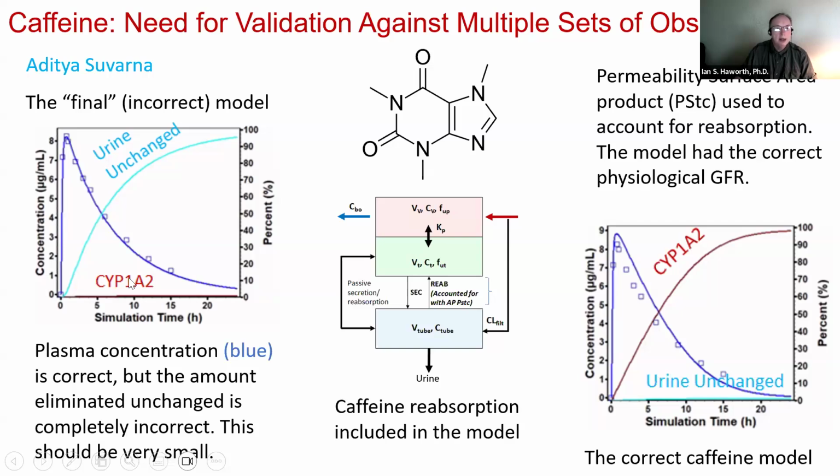So we were happy until we looked at the urine accumulation in the model. And in fact, what we found is with this perfect curve, our caffeine elimination in urine was totally wrong. In fact, everything was being essentially eliminated and changed. That's not right. In fact, it's exactly the opposite. Caffeine is actually metabolized almost completely.